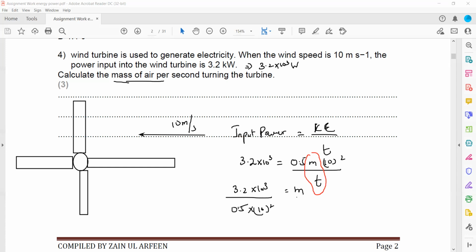So what is m by t? Mass divided by time. When we solve this, it will come out as 64, and the unit, because the mass is kilogram and time is second, so it will be 64 kilogram per second. Is it clear? That is how we work out how much mass of the air is passing every second.